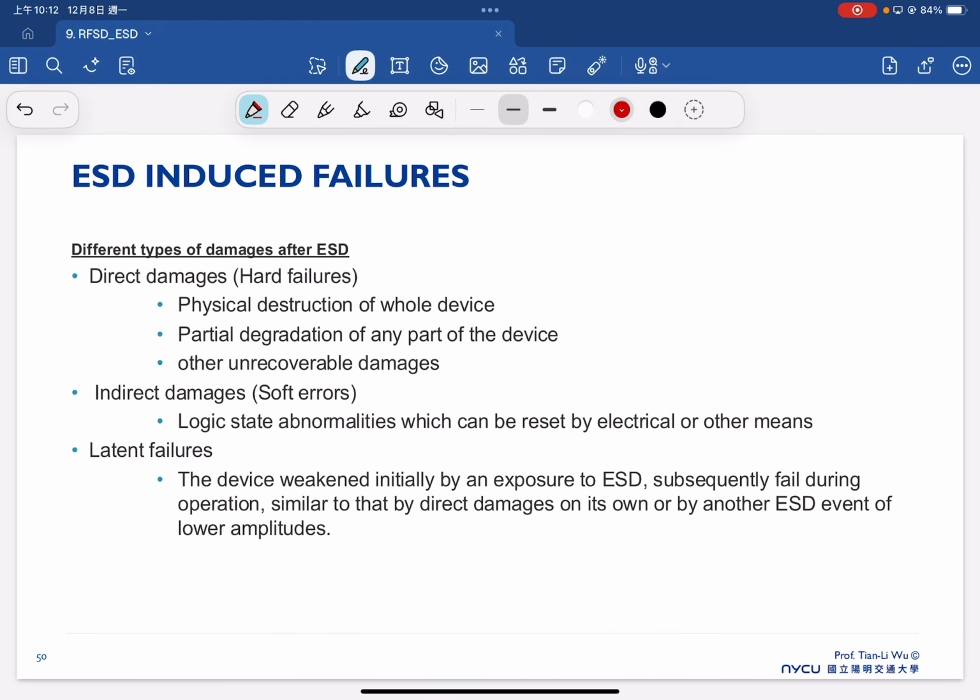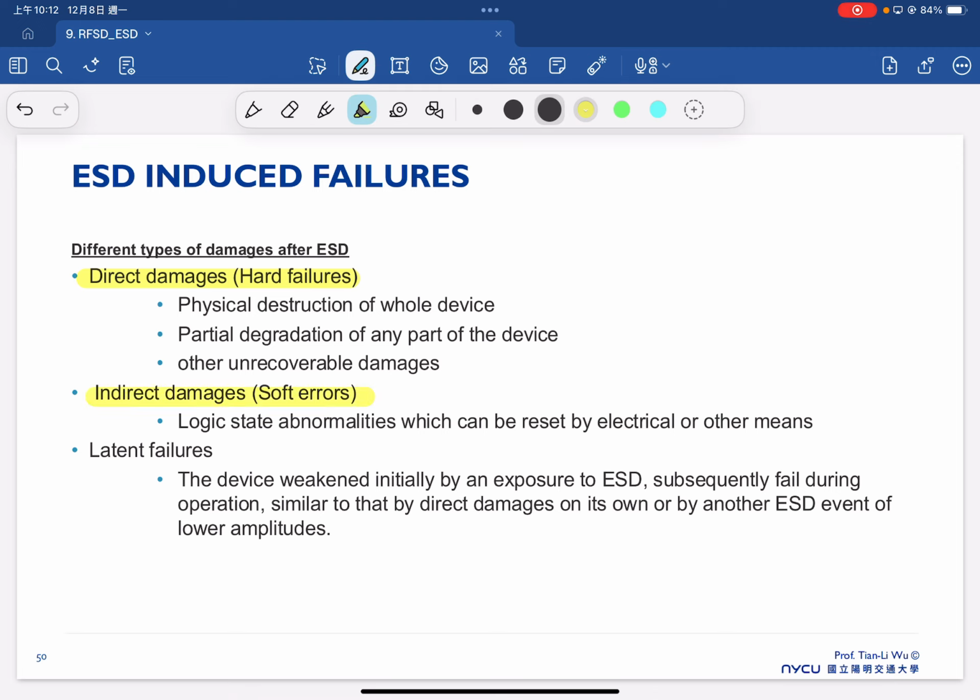When an ESD event really happens, the ESD can induce several failures, and the failures can be divided into three different categories. The first is direct damage, which is a hard failure. You will see physical destruction of the whole device, a complete burnout of your device, or partial degradation. Then there is what we call indirect damage.